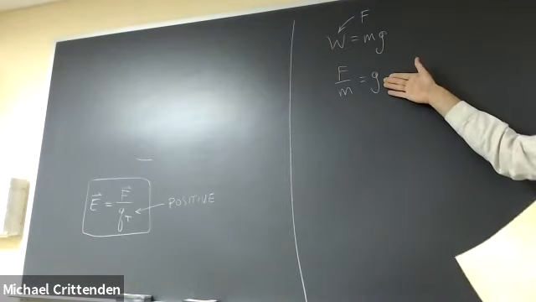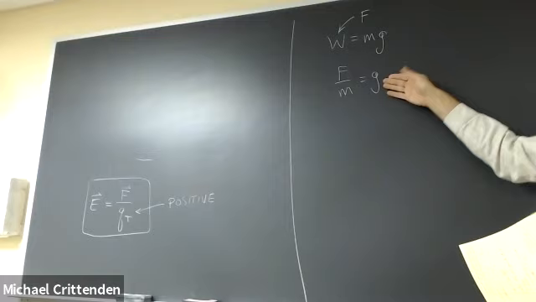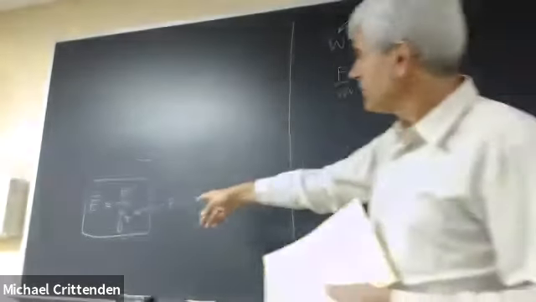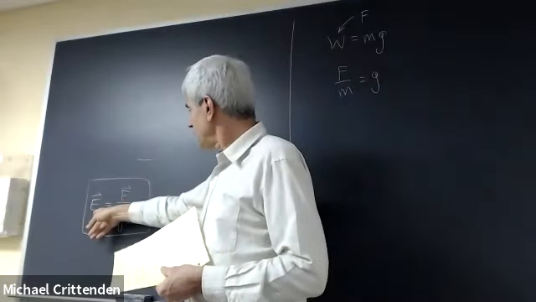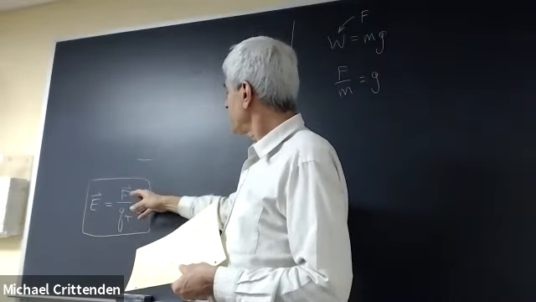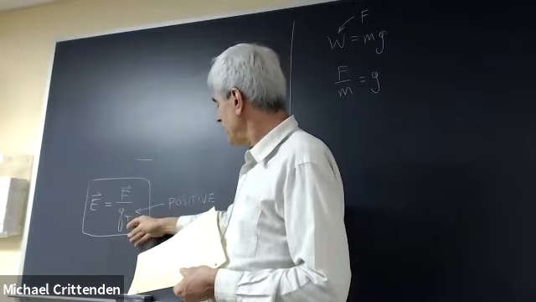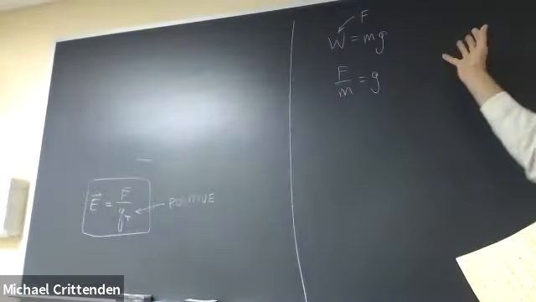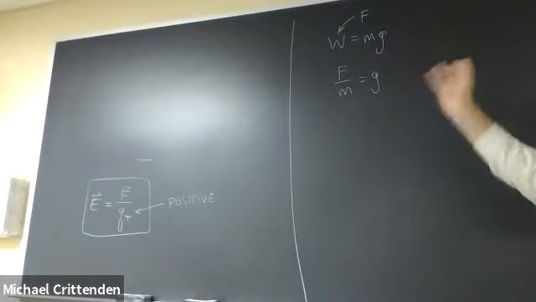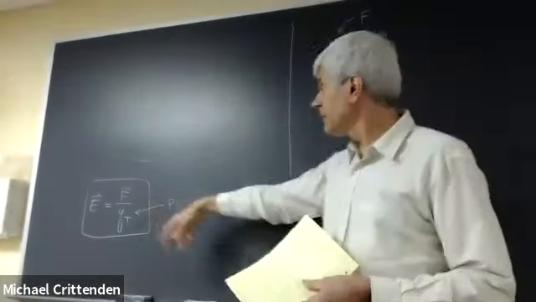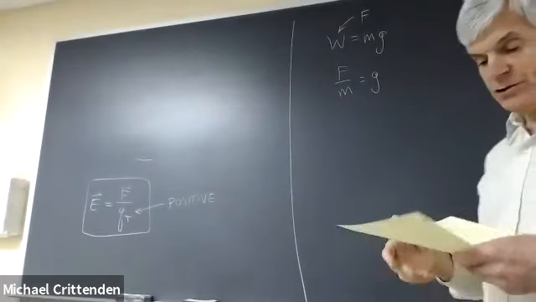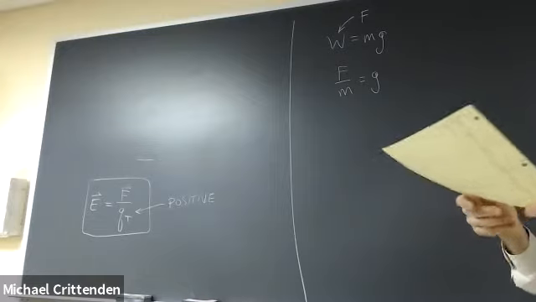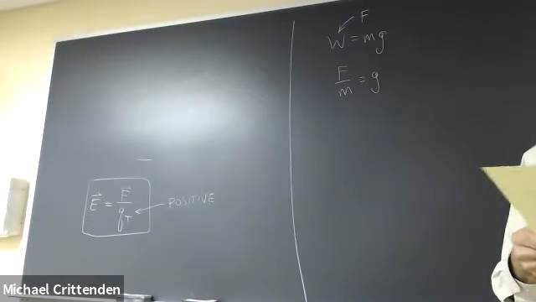This number that we use to describe a gravitational field is the force per unit mass. This number we use to describe the electric field is the force per unit charge. Charge is to electricity what mass is to gravity. It's the same idea, okay? So this is to an electric field what the gravitational acceleration is to a gravitational field.